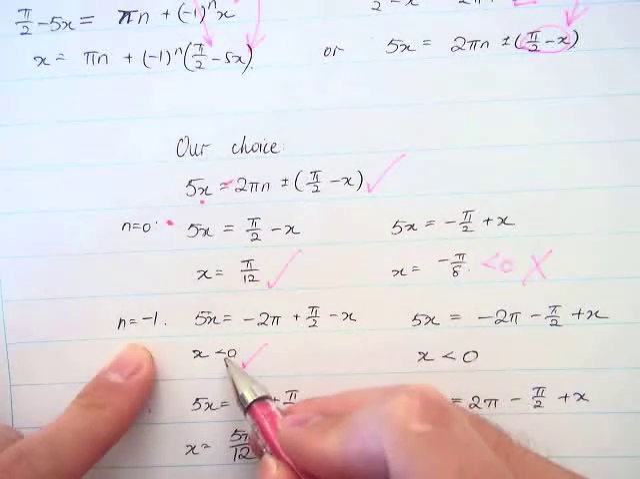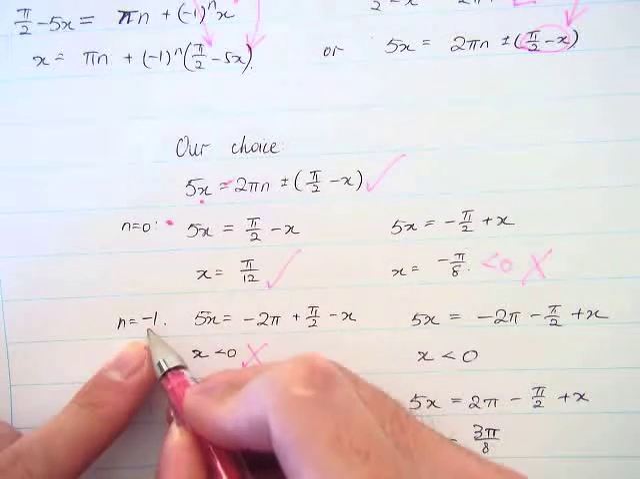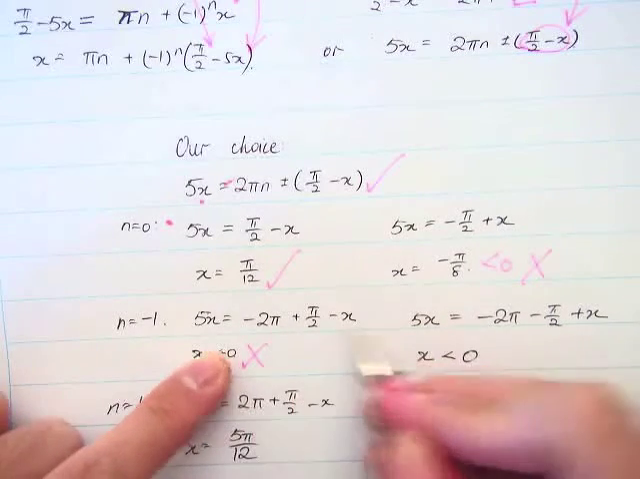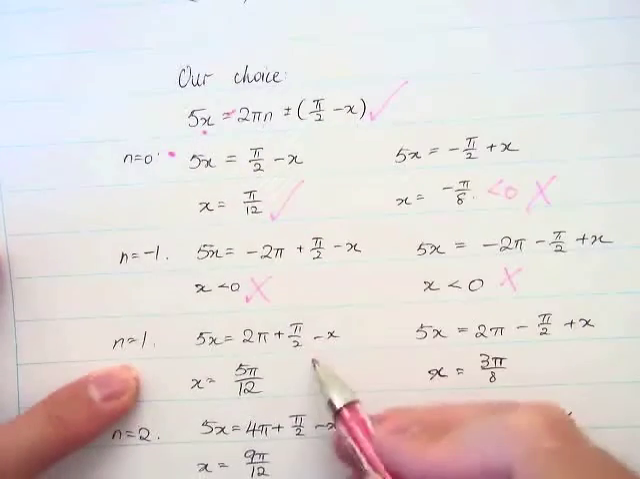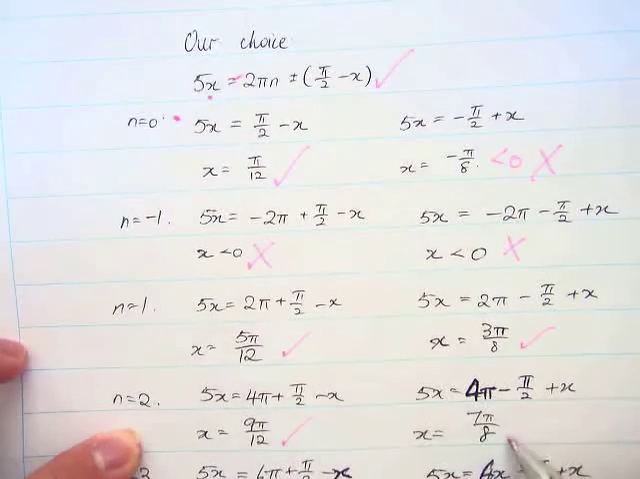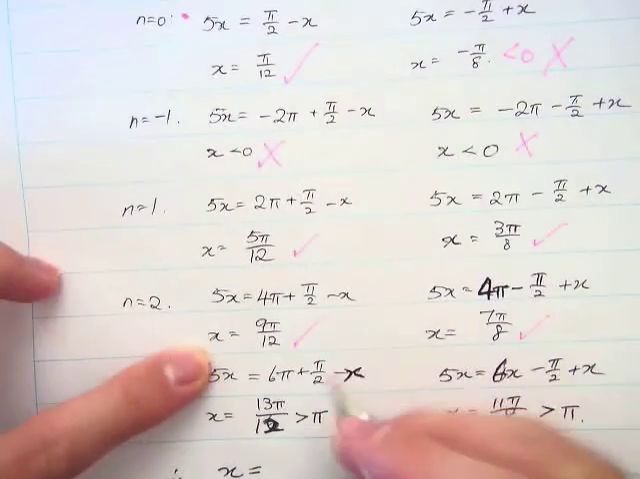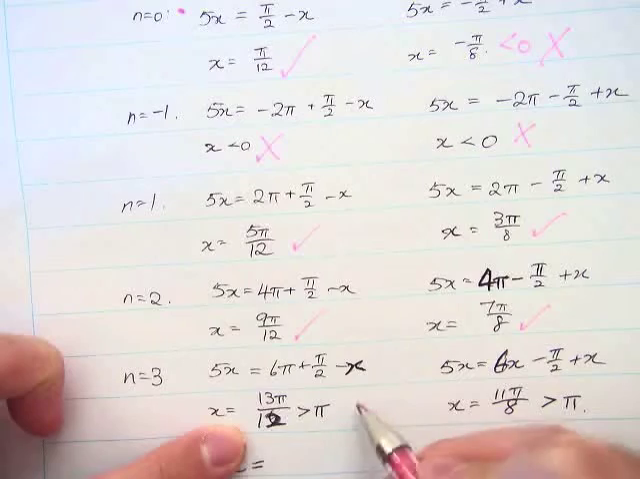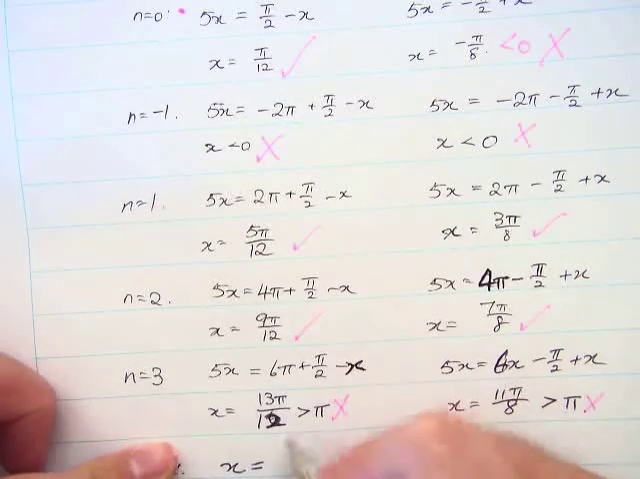But notice how, just to be careful, I've decided to try n equals -1 to see if we can get any more valid solutions, and none of these are going to give you a value of x that's greater than 0, so we don't care about any of these. Then go to n equals 1, yep, n equals 2, correct, correct. Notice how the values are getting closer to pi, so when you get to n equals 3, that's when you realize, okay, we got 13 pi on 12, too big, and 11 pi on 8, too big. So we ended up with 5 solutions.